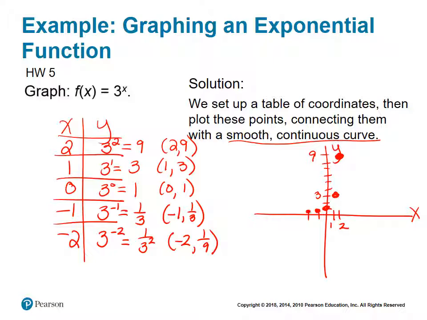Make those points appear to hover over the x-axis, because this graph, even though it's smooth and continuous, will not cross that x-axis. So the curve looks like this. It is an increasing function from -infinity to +infinity. Also, the domain is from -infinity to +infinity.